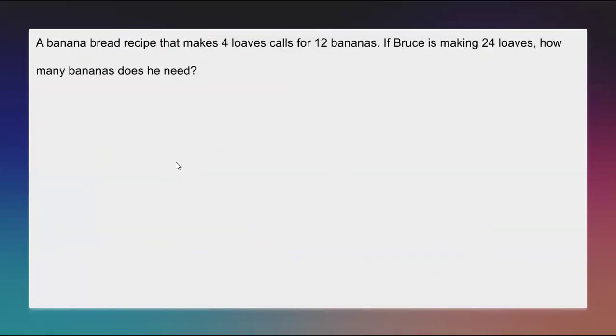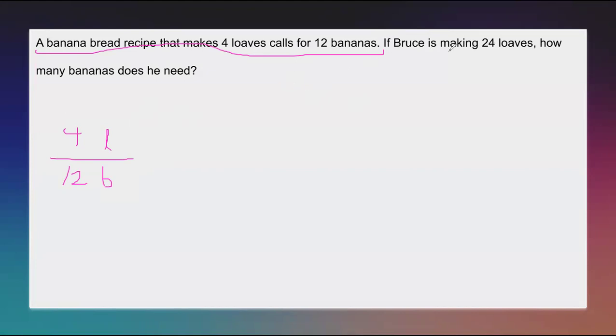On to the third problem. It says a banana bread recipe that makes 4 loaves calls for 12 bananas. So it's going to be the same thing. We're going to have an initial ratio. So we can go ahead and write 4 over 12. And remember our units, we're going to have loaves and bananas. And instead of using the colon, I just went right into fraction form. That way we can go ahead and do our math.